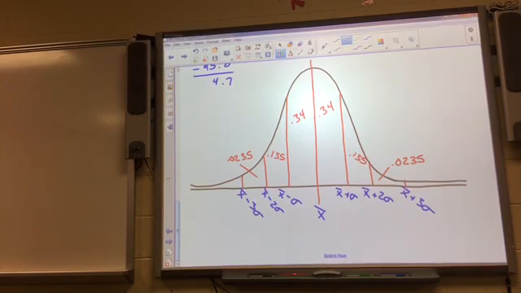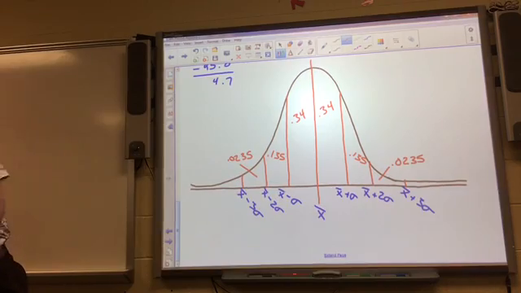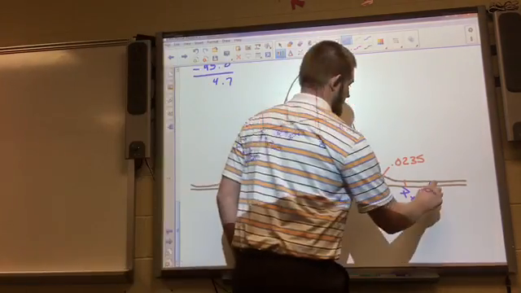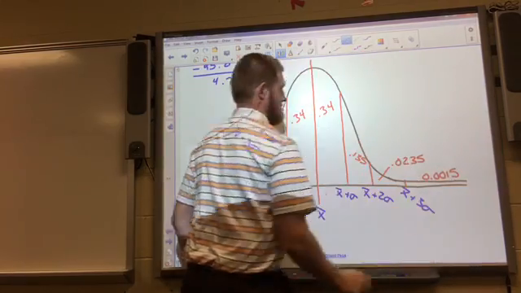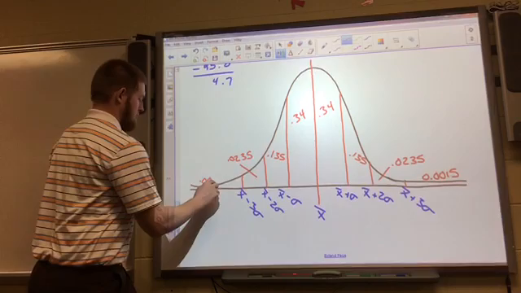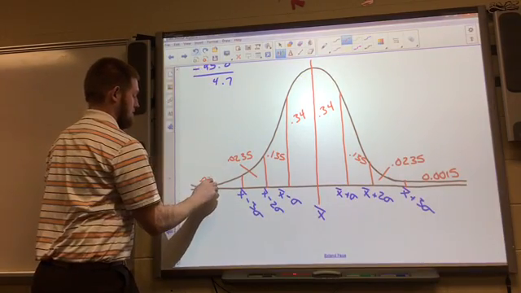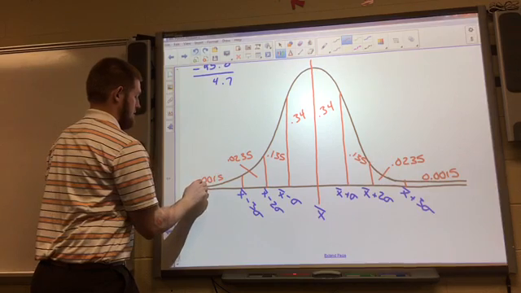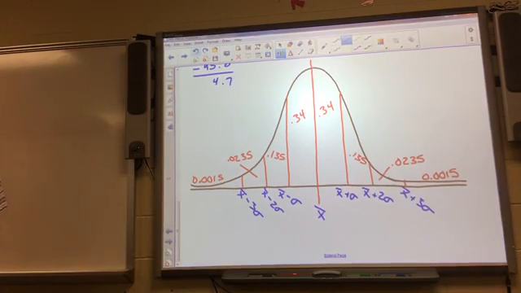And then the rest of it, my other outliers, we won't do the math, but it shows us in our book that the rest of this over here is 0.0015 on both sides. So not even a whole percent, right? That'd be 0.15% of the overall area.